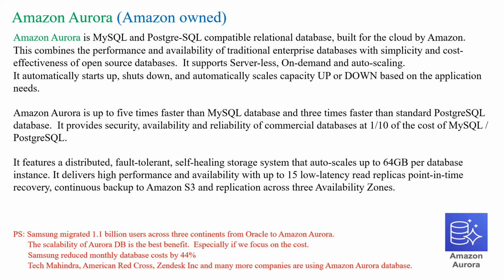So Amazon Aurora features a distributed, fault-tolerant, self-healing storage system that auto-scales up to 64 GB per database instance. It delivers high performance and availability with up to 15 low latency read replicas, point in time recovery, continuous backup to Amazon S3, and replication across 3 availability zones. So the data is completely safe and secure because Amazon Aurora in the backend automatically takes backup and stores our backup in up to 3 availability zones. And this data is stored in Amazon S3 bucket.